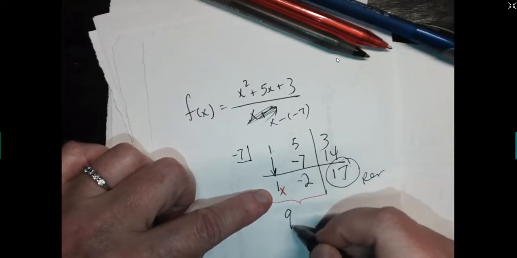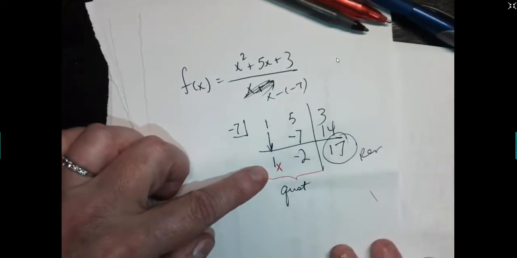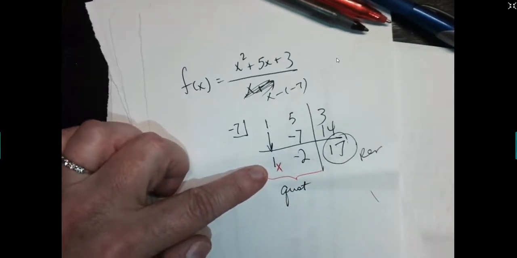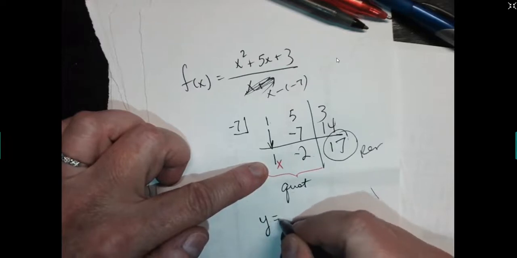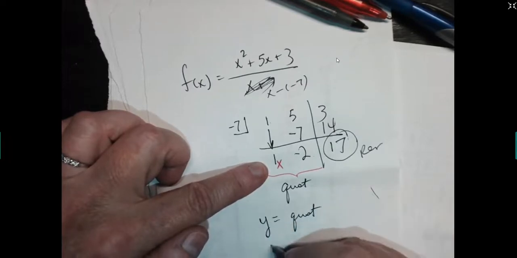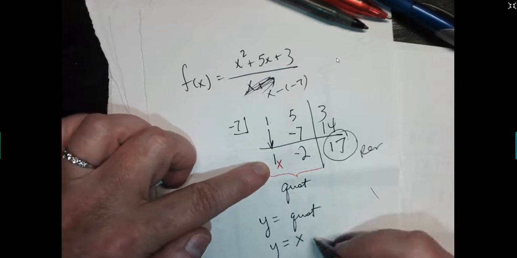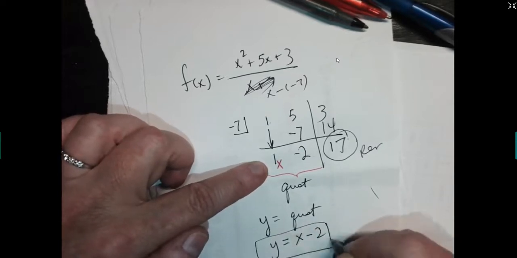So the equation for the line, which is the slant asymptote, is y equals the quotient. And in this case, it's going to be y equals 1 times x plus -2. That is the equation of my asymptote. So y equals x minus 2.